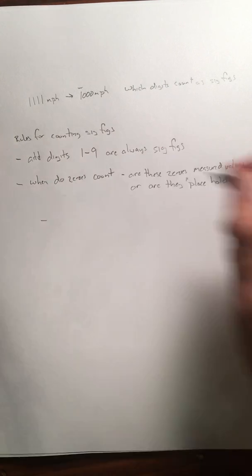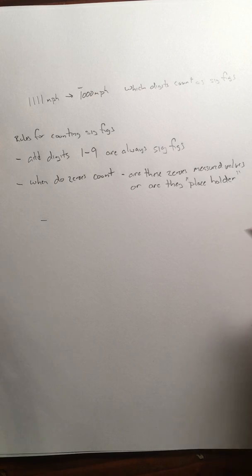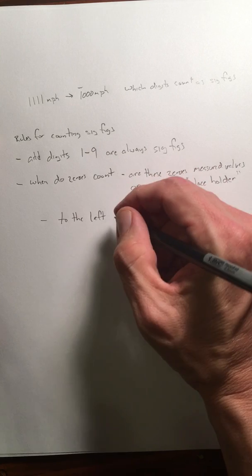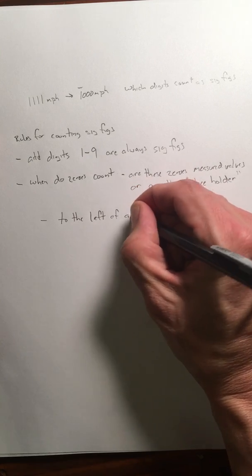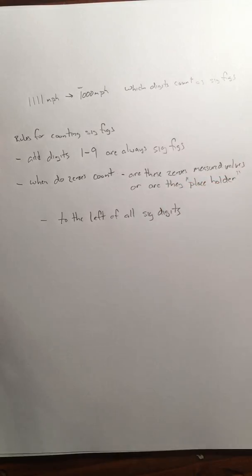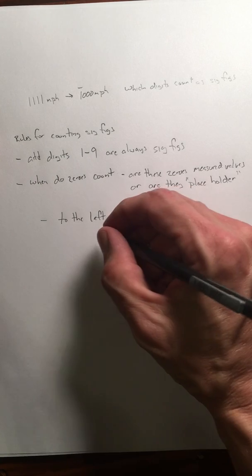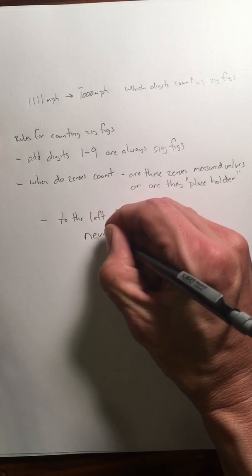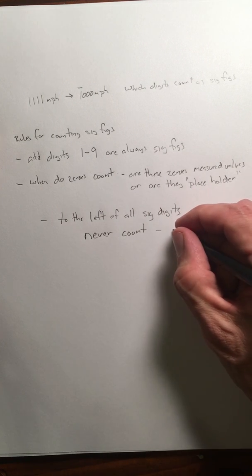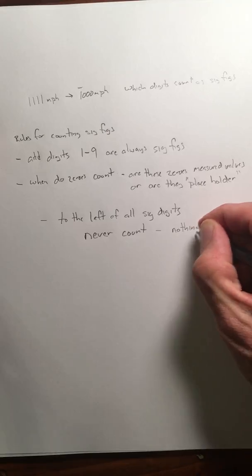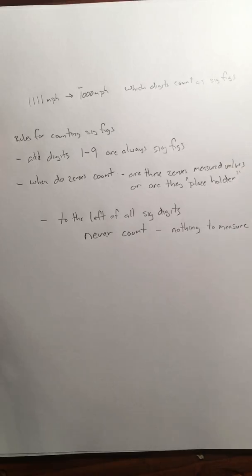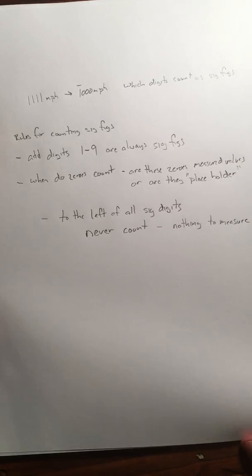Essentially there are 3 places where you can find zeros. A 0 could exist to the left of all your significant digits. And if zeros are to the left of all significant digits, they never count. Those never count. Really what's happening is there's nothing to measure out there, and I'll explain what we mean by that. But that's why these aren't really measured values. If they exist at all, they're just placeholders.